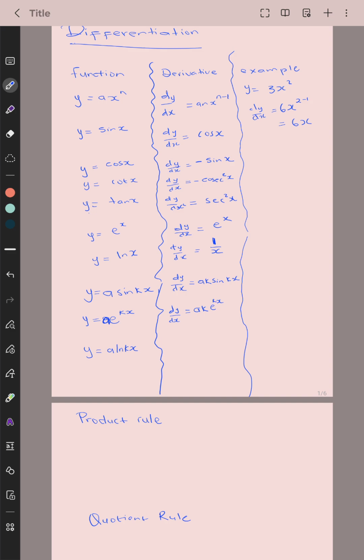And then with ln, dy/dx is simply a over x. So the k doesn't make a difference. It's a over x. If a is 1, then you'll have 1 over x, which is the case here.